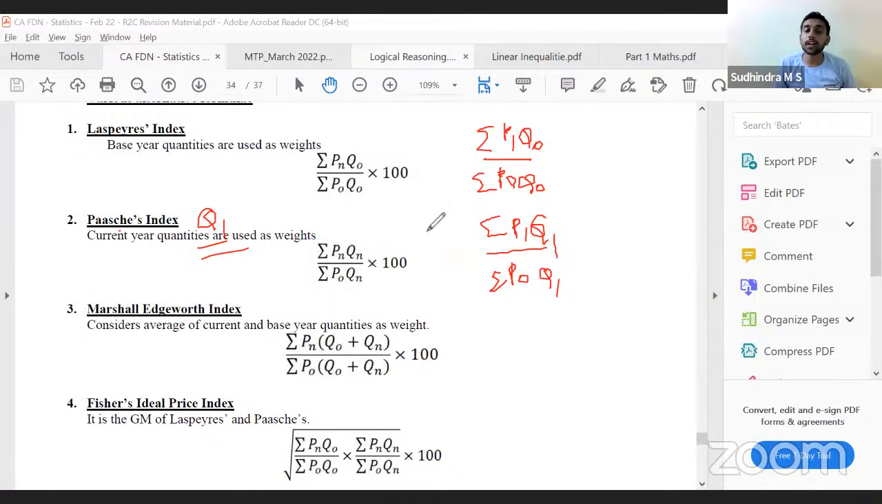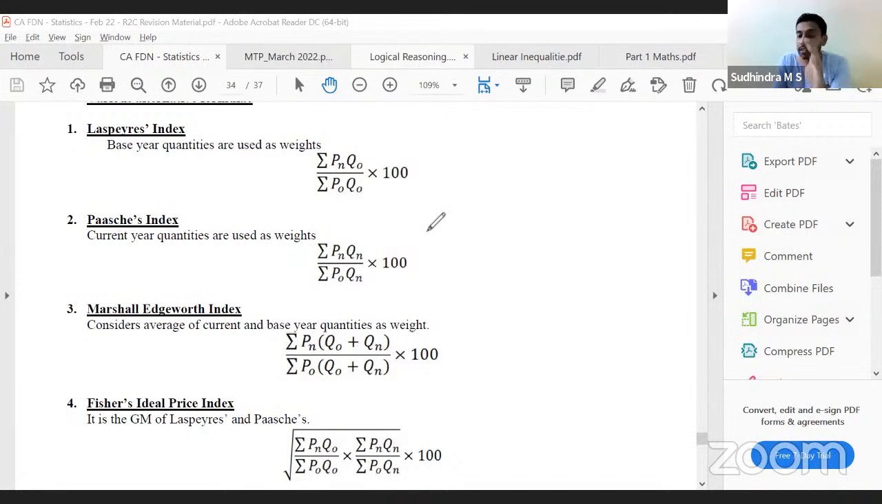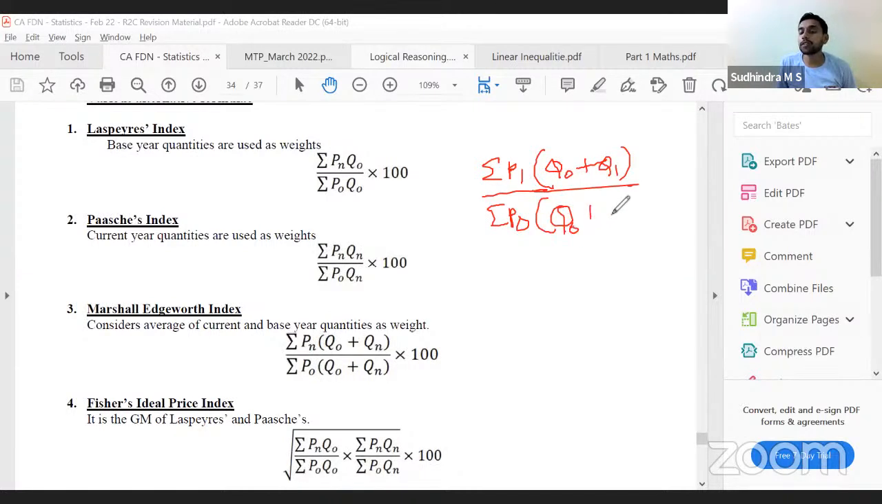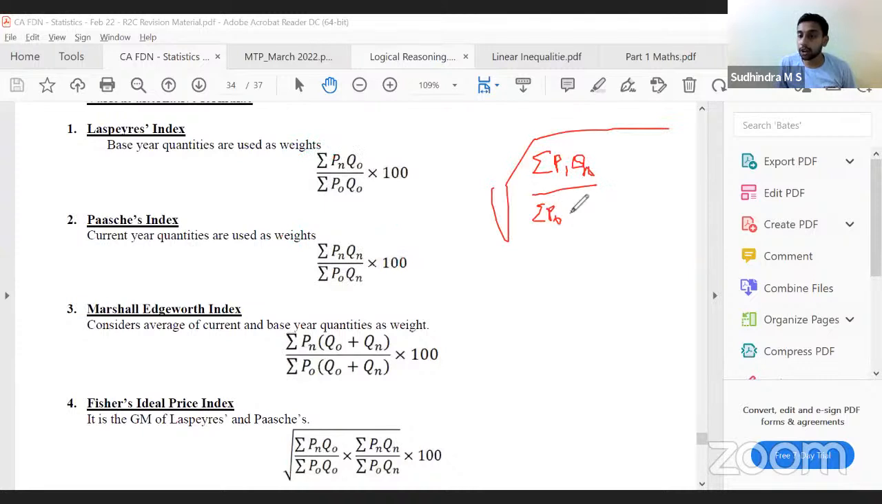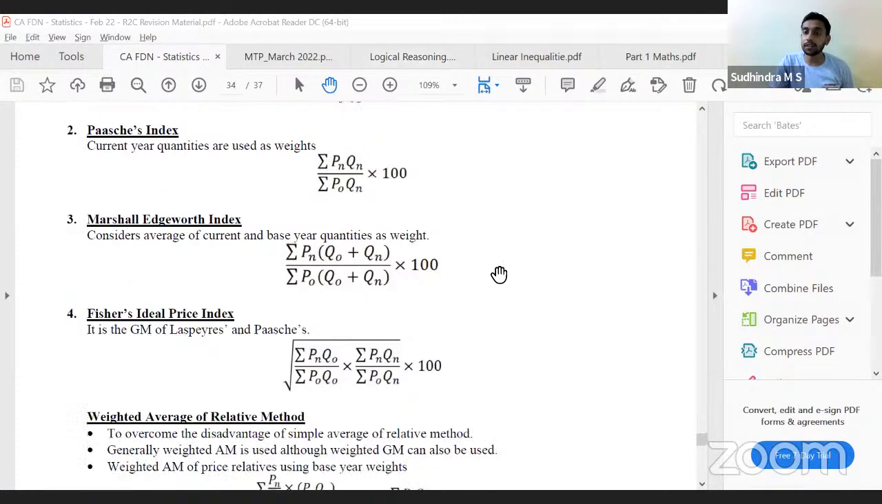Whereas in Marshall-Edgeworth, the average of the current year and base year quantity is considered as the weight. So further simplifying, the formula would be summation P1 into Q0 plus Q1, divided by summation P0 into Q0 plus Q1, into 100. Fisher's is the geometric mean of Laspeyres and Paasche. So simple. Square root of summation P1 Q0 by summation P0 Q0 into summation P1 Q1 divided by summation P0 Q1. So all the four formulae are very important. We have to remember this formula.